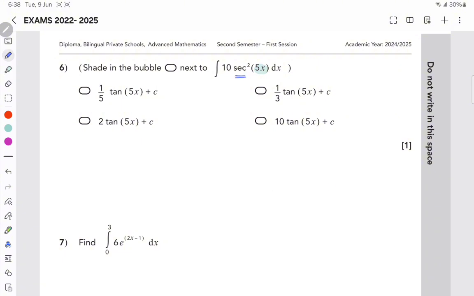Integral of sec squared will be tan of the same angle. And the outside here I have 10. Also we divide by the number with the x, which is 5, all of that plus c. So simplify more: 10 over 5 is 2 times tan 5x, all of that plus c. Did you have that? Yeah, 2 times tan 5x plus c.